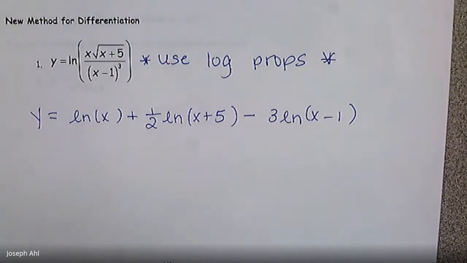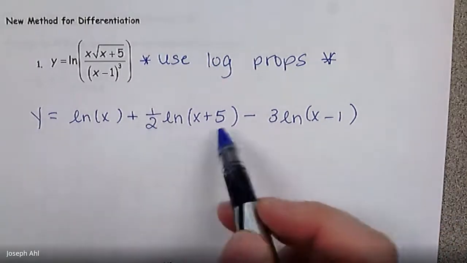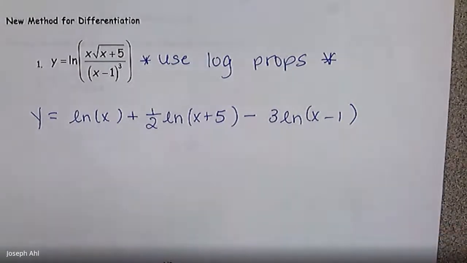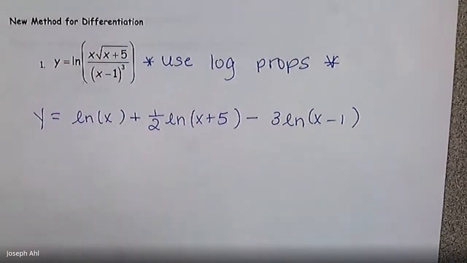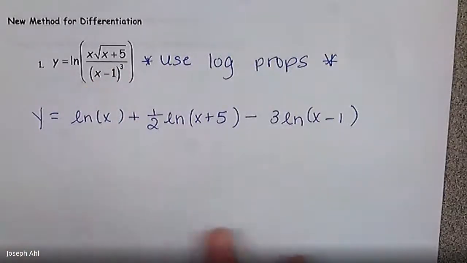So now that we've written this as sums and differences, the derivative of a sum is the sum of the derivatives. So you can find the derivative, of course, of each of these pieces, and in the end be able to figure out the derivative much simpler than if I had tried to use the general rule for natural logs, which is 1 over the quantity times its derivative, which would be pretty complicated here.